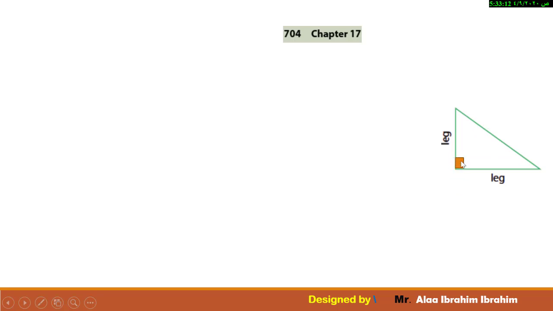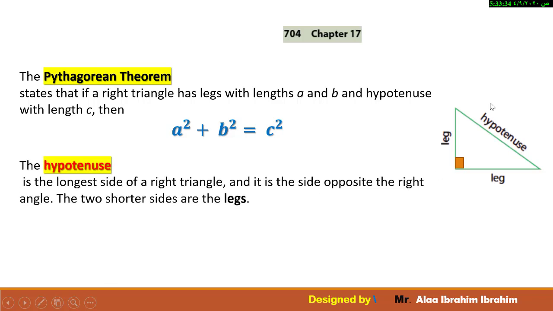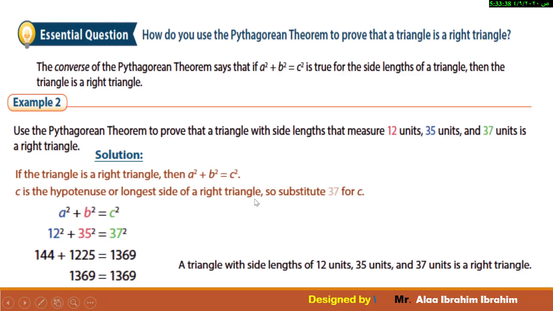So we suppose to have a right angle triangle with the two legs and the hypotenuse here. The Pythagorean theorem states that if the right angle triangle has legs with lengths a and b and the hypotenuse is c, this is my formula for the Pythagorean theorem. Now we're going to the hypotenuse. The hypotenuse is the longest side and is supposed to be opposite to the 90 degrees.